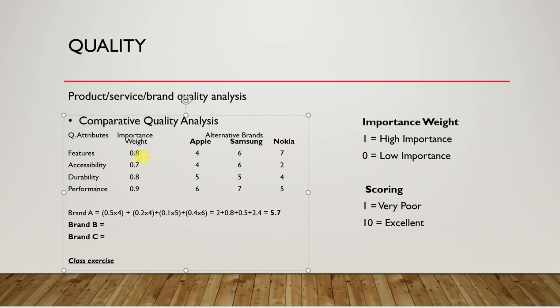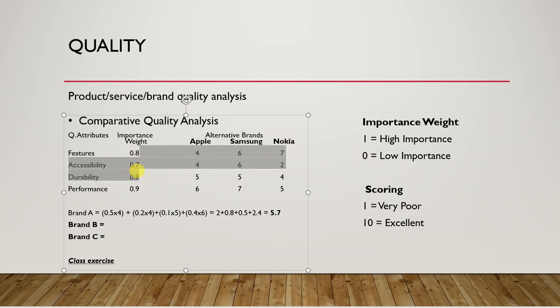So we assign numbers from 0 to 1. 0 means low importance, 1 means high importance. So for features, we assigned 0.8. That means features are very important for us. Accessibility means the services, after sale services, and this is also important for us. For durability, I have assigned 0.8, and for performance 0.9.